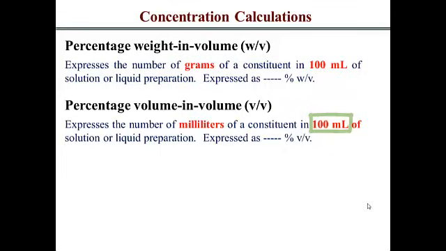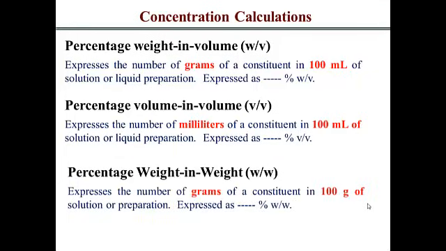So the key difference between percentage weight in volume and percentage volume in volume is that for weight in volume, the amount of constituent you need is in grams, whilst in percentage volume in volume, the quantity of your constituent is in milliliters. Both of them are in 100 ml of solution or liquid preparation.